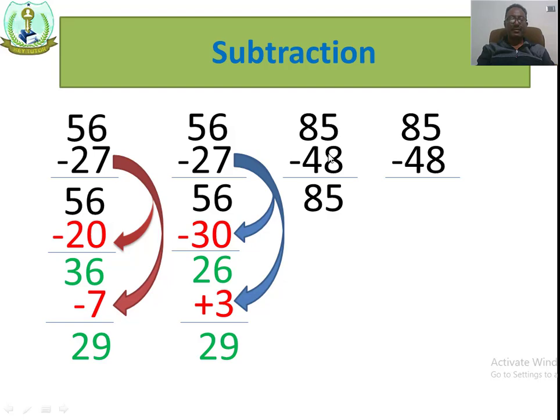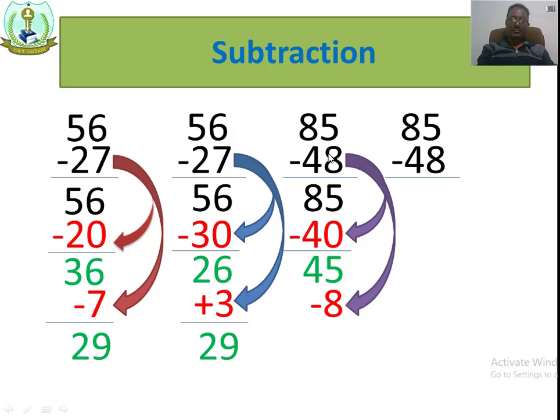85 minus 48. First, keep 85 as it is. Then you subtract 40. You make 48 a multiple of 10 by just taking 40. Then, which means you still remain with negative 8. But 85 minus 40 is 45. Remember, you didn't subtract 8, so you bring the subtraction here. So 45 minus 8 requires a borrow, which means 50 minus 8 is 42, and then 4 becomes 3, and 37. But we can do it in another way.